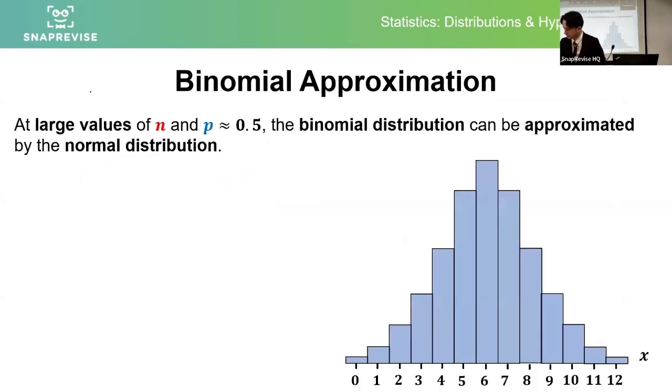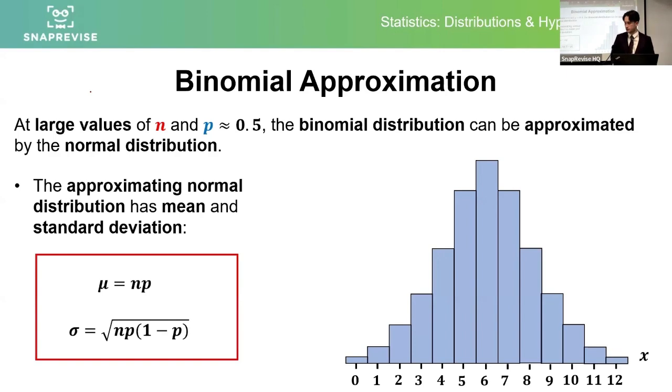So binomial approximations. Now, if in your exam, they say using a suitable approximation for the binomial, this is the only one that gets tested. So this is what they're talking about. So the suitable approximation is just to approximate a binomial with a normal. And this is only done when n is large and p is close to a half. The binomial actually starts behaving like a normal distribution curve.